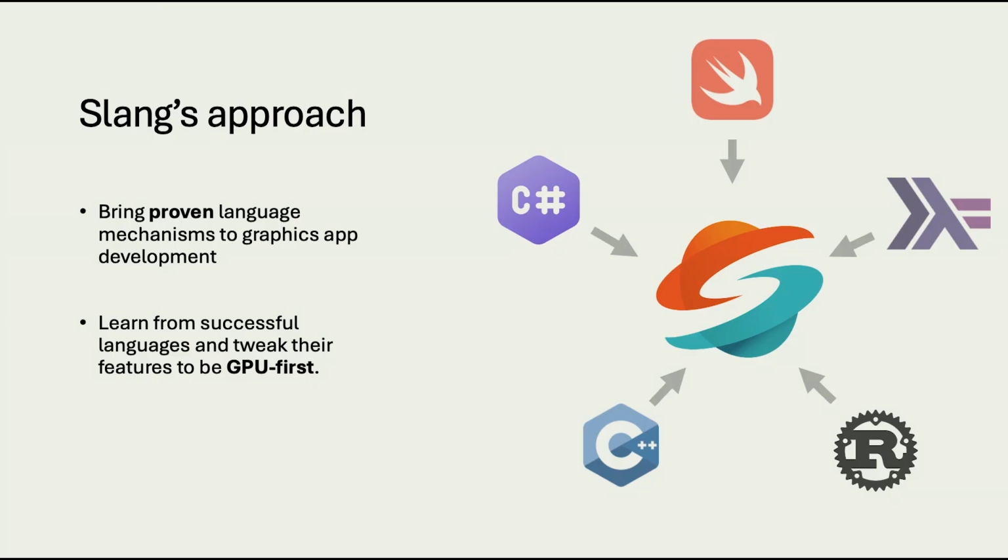But that doesn't mean we're just going to copy and paste everything that's existing in the current languages as is to Slang. Instead, we need to think very carefully on how these features are going to interact with GPU architecture and how we can tweak those semantics to make it suitable for efficient GPU execution.